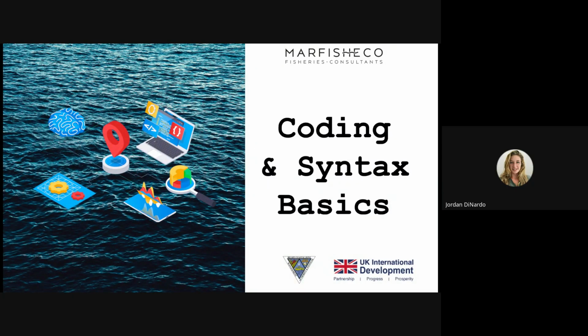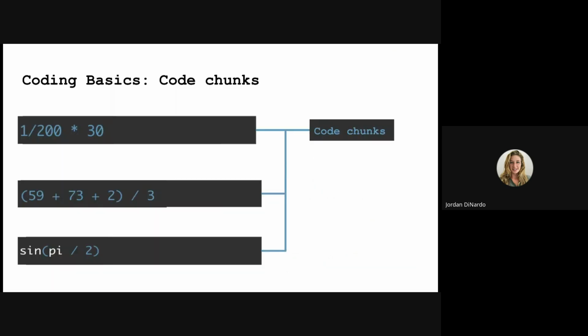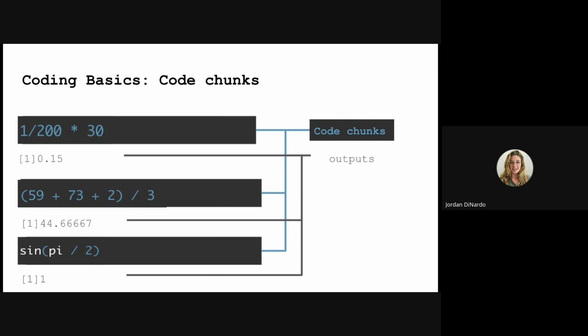In this video, we're going to work through some of the coding and syntax basics within R. So first and foremost, the first thing to know are what is called code chunks. And that is anything that you're writing in your code that ultimately will produce some sort of output. So here on the screen, we have what are considered code chunks, and then below each code chunk is their given output. So just as an example here, we have 1 divided by 200 times 30.